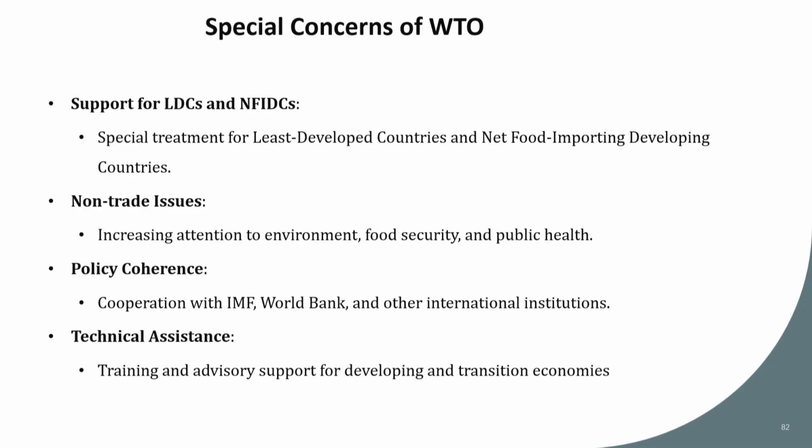And then it has policy coherence. That means, though as I mentioned the WTO is not a UN agency, in order to ensure policy coherence there is cooperation with the IMF, World Bank and other international institutions. Apart from this, the WTO also ensures technical assistance, training and advisory support for developing and transitional economies.